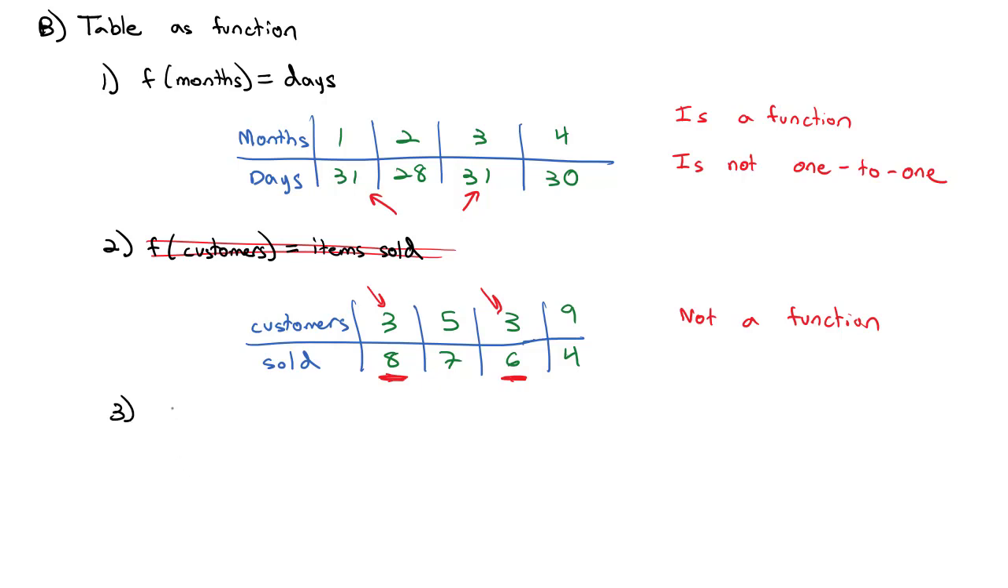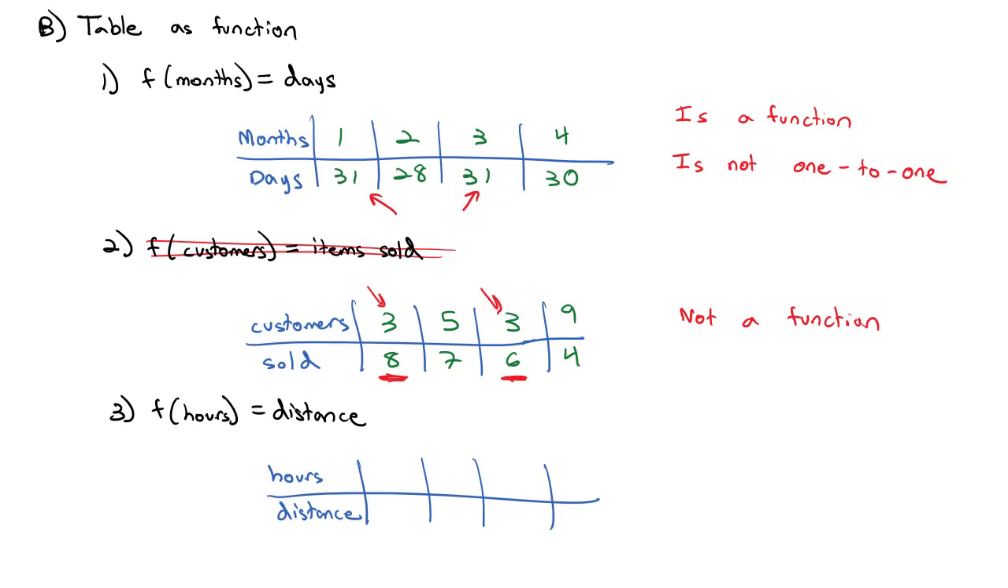Let's look at one more option. Let's look at a function of hours to give us maybe a distance traveled. So we're going to have the table hours and distance. We're going to say after 1 hour, 10 miles were traveled, after 2 hours, 20 miles, after 3 hours, 30 miles, after 4 hours, 40 miles. Well, what we see here is each hour has a unique number of distances that it travels. So the hours does determine the distance. It is a function.